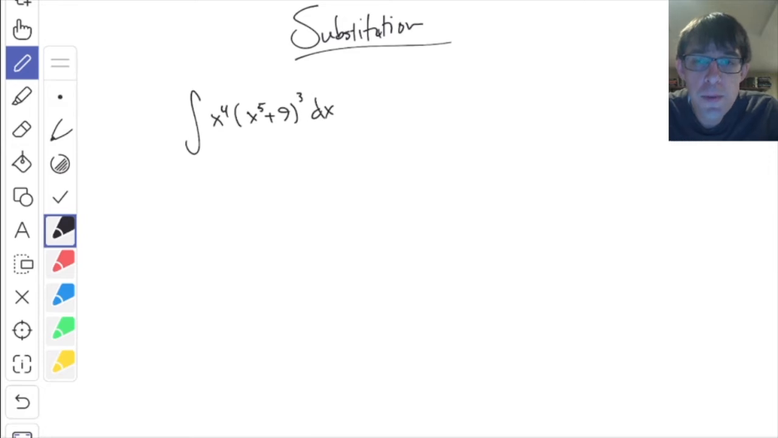Now, first of all, one thing that you will want to think about, especially on the test, is do you really need to use substitution here, or can you do it some easier way? Now, on the homework this week, in this section, you do need to do substitution on all of them because that's the whole point of this section.